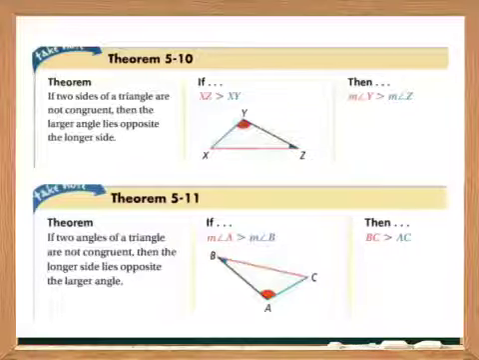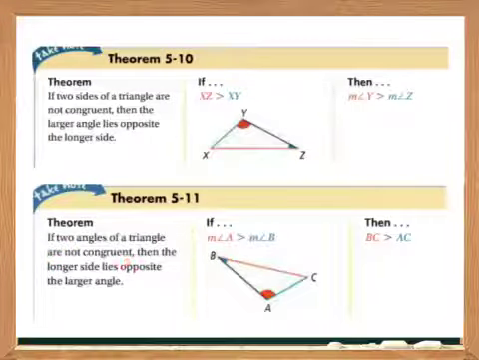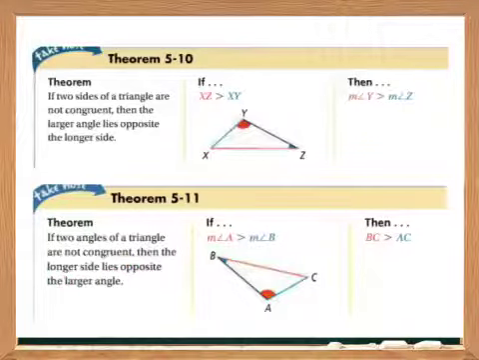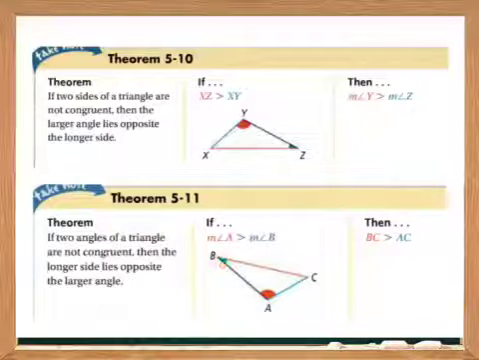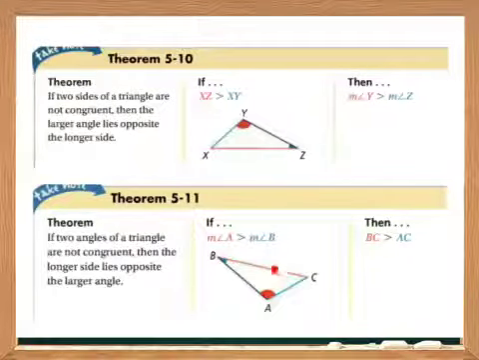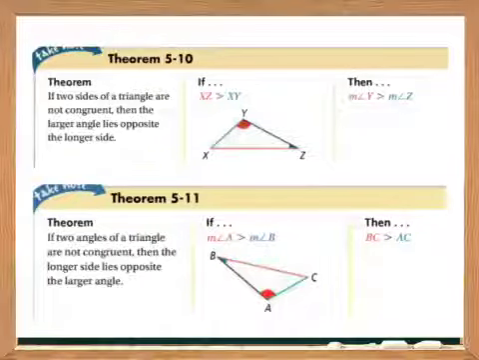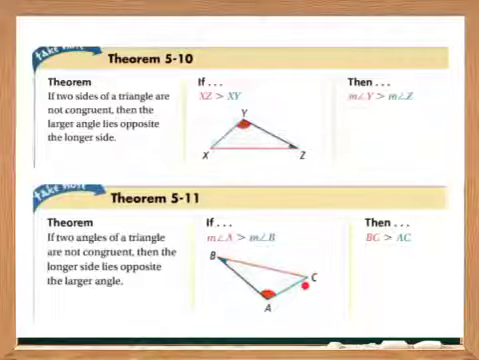Theorem 5.11 states that if two angles of a triangle are not congruent, then the longer side lies opposite the larger angle. So just the reverse of this. If these two angles are not congruent, the side that's bigger lies across from the angle that's bigger. So since A is bigger than B, that means that BC is greater than AC.